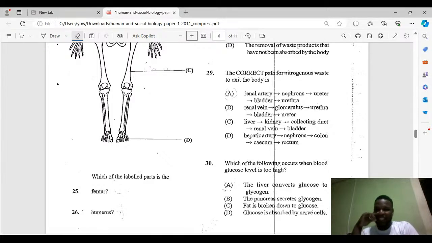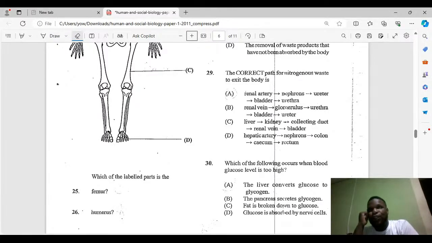So I'm seeing D, I'm seeing A, I'm seeing D. And the people who said D, let me know if you have facts here. But I can understand why you said D though. But remember, it can't be D because D is hepatic artery to nephrons. That makes no sense, because remember that nitrogenous waste has to do with the kidney.